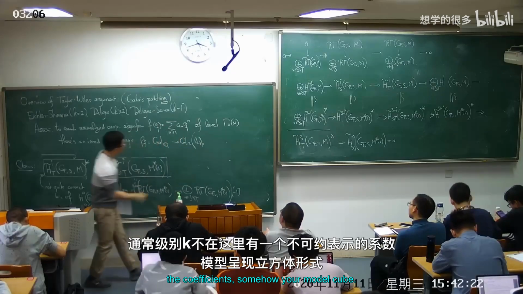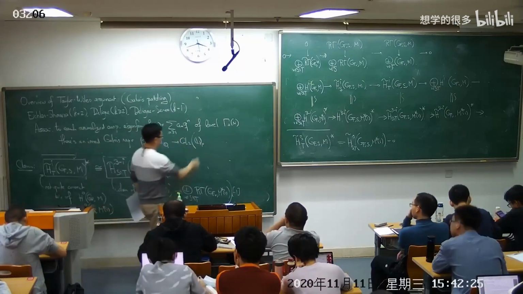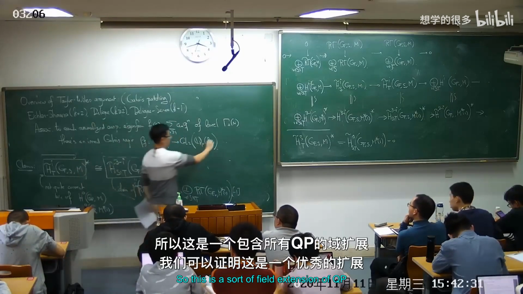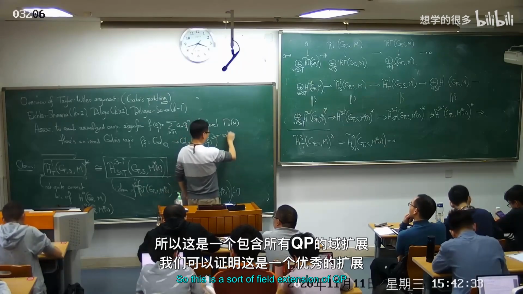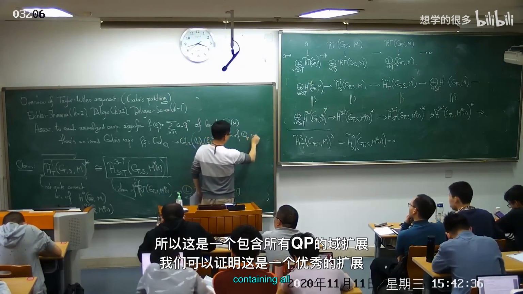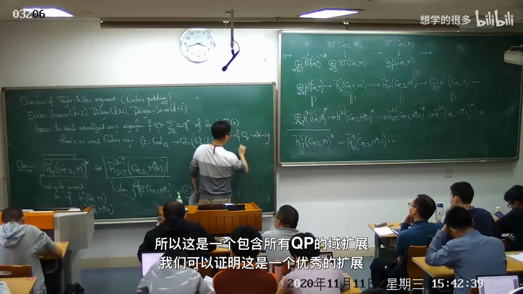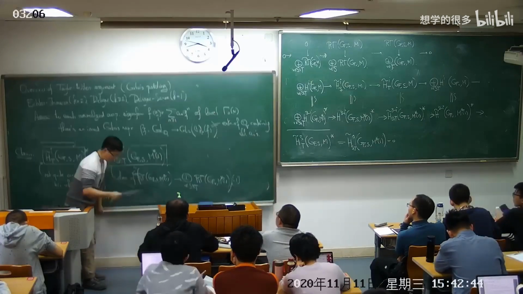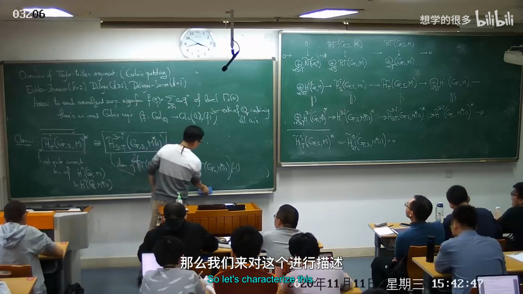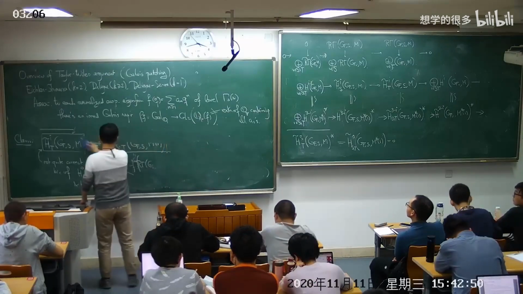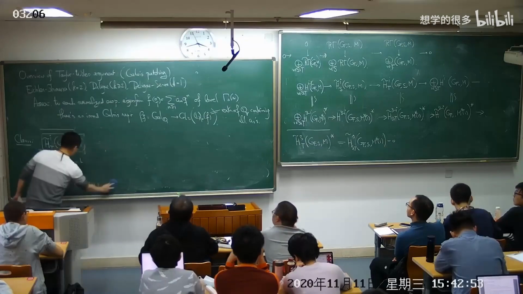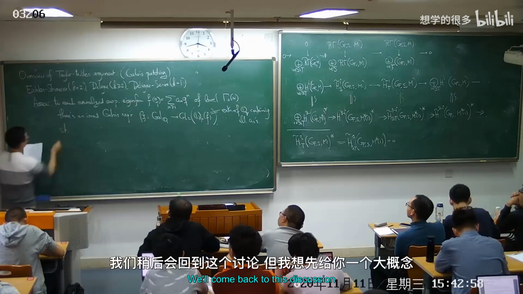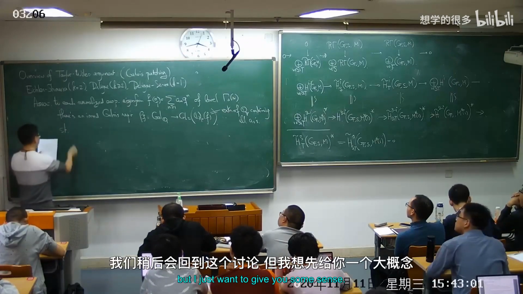The coefficients depend on your modular form. Somehow your modular form may not have coefficients in Q, so you have to throw in all these coefficients. So this is the sort of field extension of Q_p containing all a_n's, and we can show this is a finite extension. So let's characterize this. We'll come back to this discussion later on, but I just want to give you some sense.